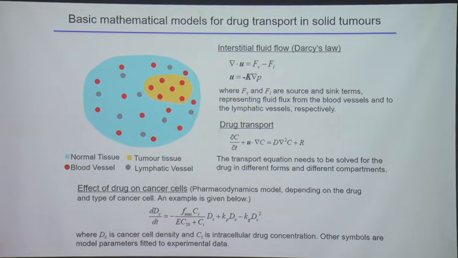And then, you have the concentration distribution within the cells, and you want to know what is the response of the cancer cells to that, so the effect of the drug on cancer cells. And this is typically done using a pharmacodynamics model, the PD model. The exact PD model would depend on the drug and also the type of cancer cells that you're modeling. But generally speaking, it involves an equation that looks like this.